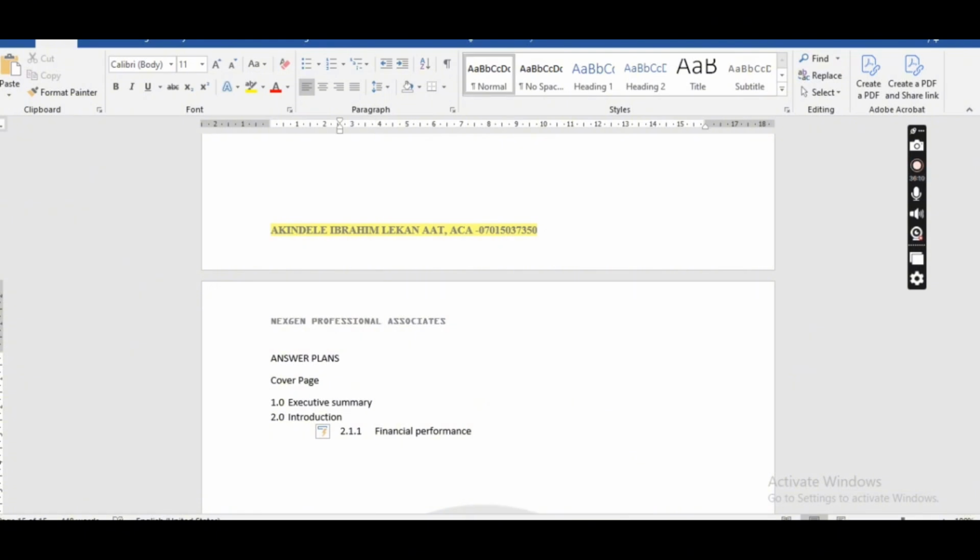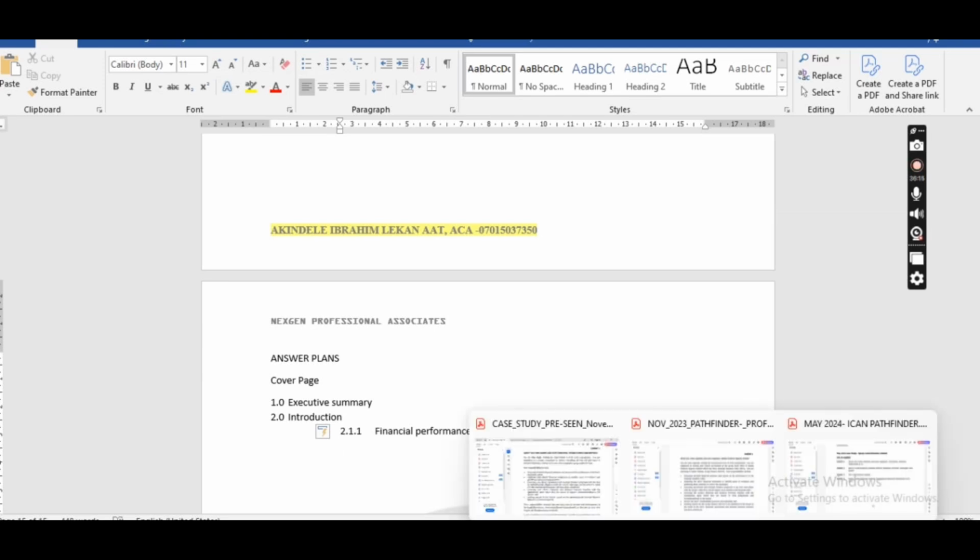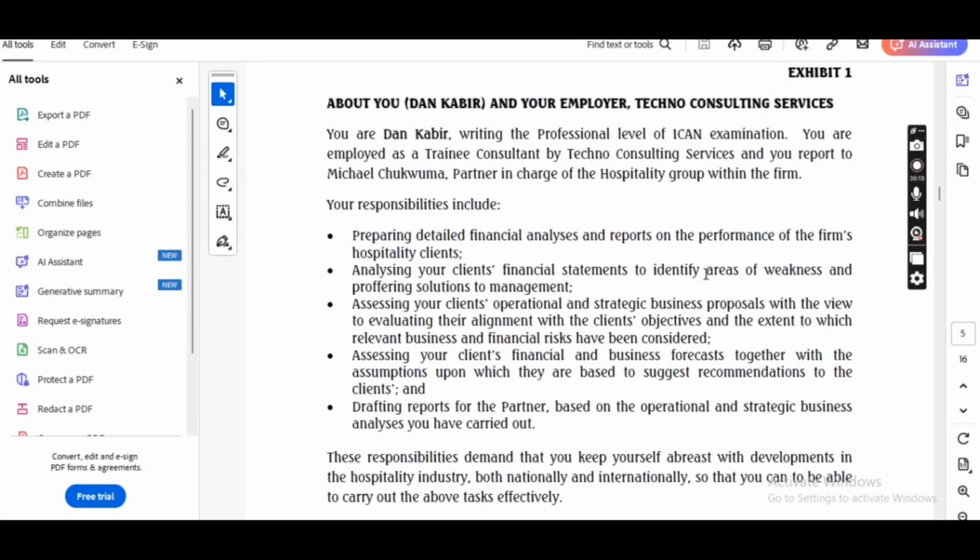So when you are done with this financial performance, what will be under it? Let's quickly go to our responsibility in this case study. You can see that the responsibility shows preparing detailed financial analysis and reports on the performance of the firm's hospitality. You are not given the ratios that you should work with in your preseen. But when you open your exam immediately after the preseen, you will see exhibit 5 or exhibit 6. Your requirement is there. That is where you will pick the ratio.